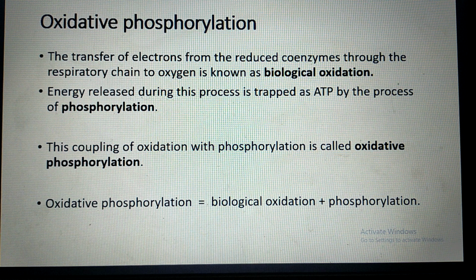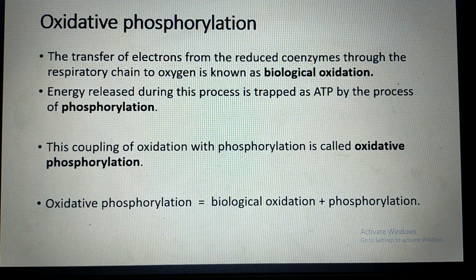Transfer of electrons from reduced coenzymes present in the electron transport chain through to the oxygen is known as biological oxidation, and during that process energy is released, and that energy is trapped in the form of ATP by the process called phosphorylation. So coupling of biological oxidation and phosphorylation is called oxidative phosphorylation.